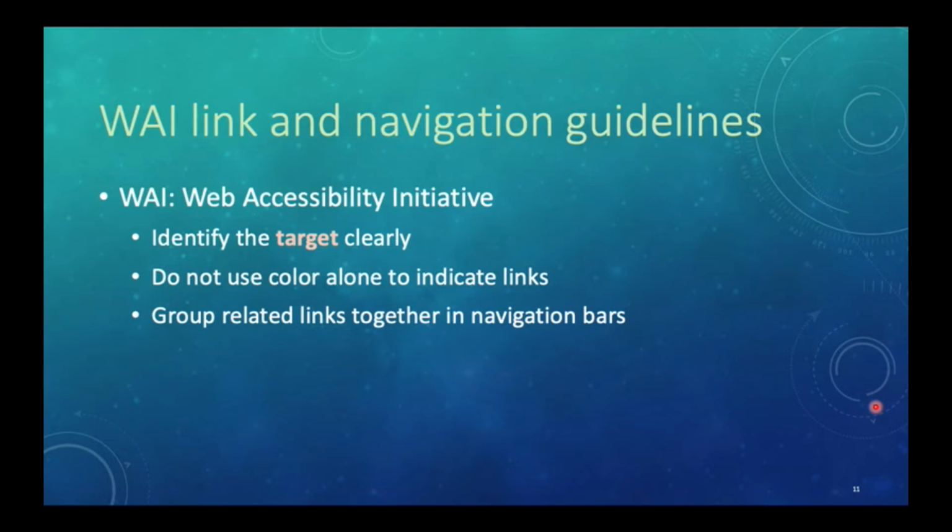The WAI Web Accessibility Initiative, essentially what you want to do here is wherever you create a link, you want to create a title or identify the target clearly, so that way when you scroll over it, the user knows where there's information that tells them where that link is going to go. Color alone isn't really enough for an indicator link. You might have color and bold or underline or rollovers, things like that.